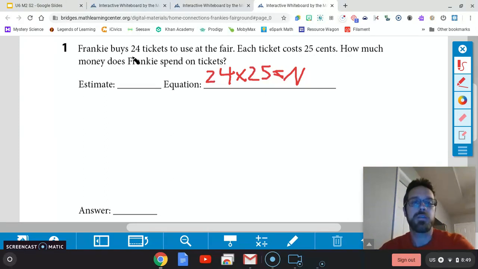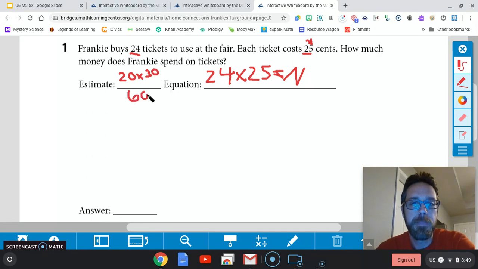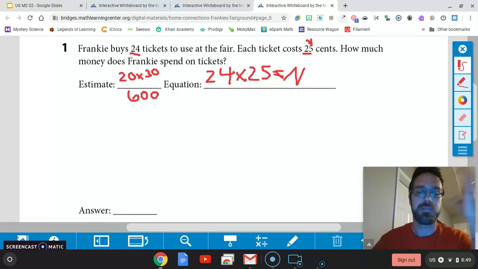So our estimate, well, if I have 24, what would I round 24 to? To the closest tens, that would be 20. And what would I round 25 to? Well, look next door, 5 or more. Yep, so we add one more, then 2, that'd be 3. So 20 times 30. So our estimate would be about 600. So our answer should be somewhere around 600, or in the ballpark of 600.